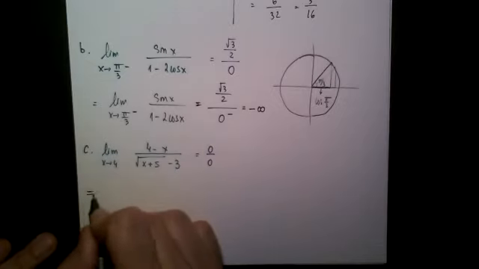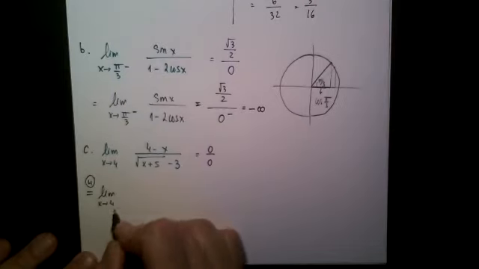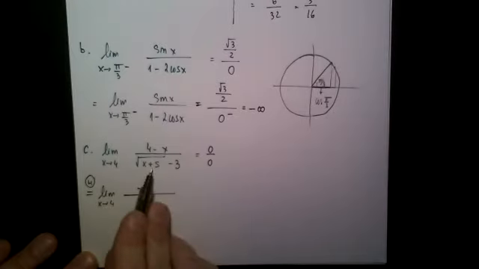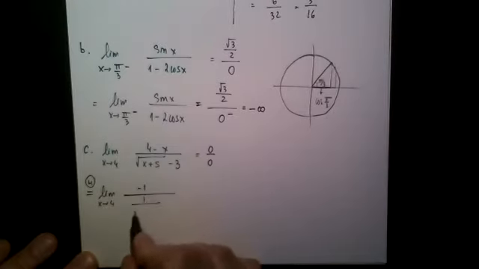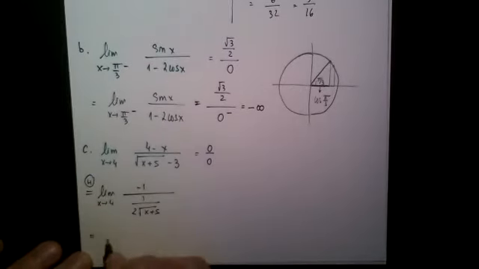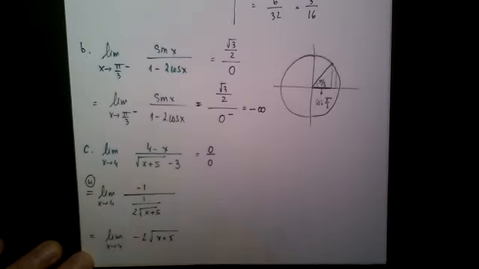Okay, so using L'Hopital's rule, limit as x approaches 4, the derivative of the top is -1, and the derivative of the bottom is 1 over 2 square root of x plus 5. And that is the limit as x approaches 4, flip, I get -2 square root x plus 5, plug in 4 inside, 4 plus 5 is 9, square root of 9 is 3, 3 times 2 is 6, so -6.